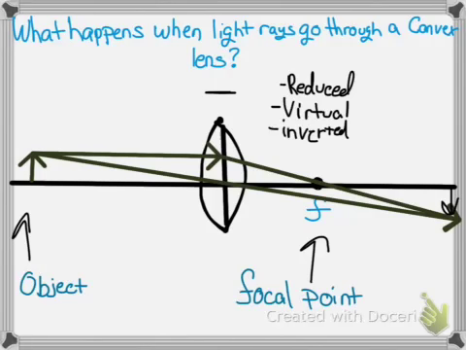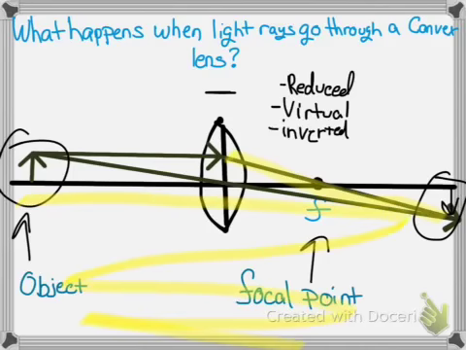Sorry, it's kind of floppy. It's reduced because it seems smaller than your original image. This image is virtual because this light ray right here was converged. This image is also inverted because it's below your principal axis.